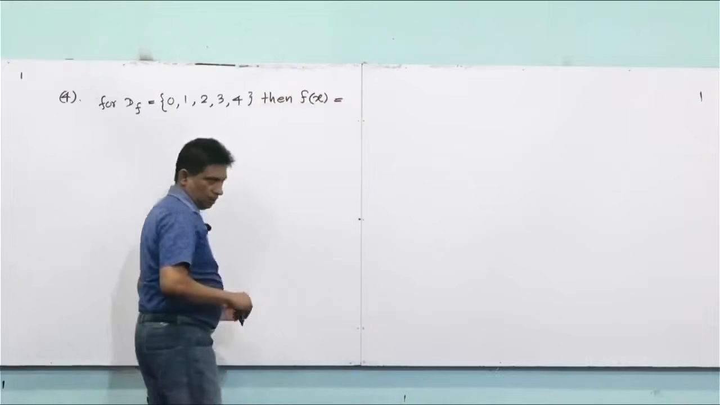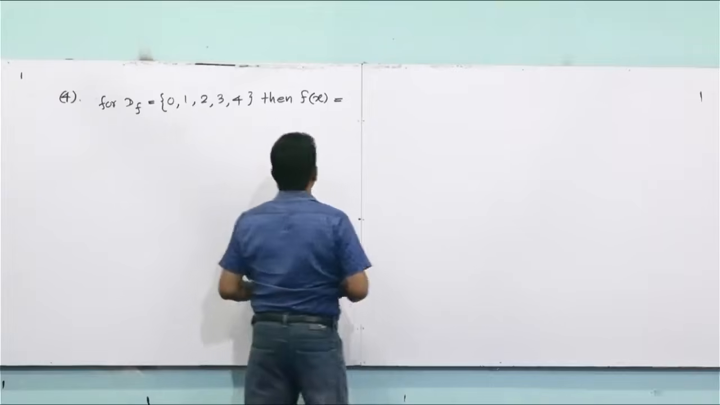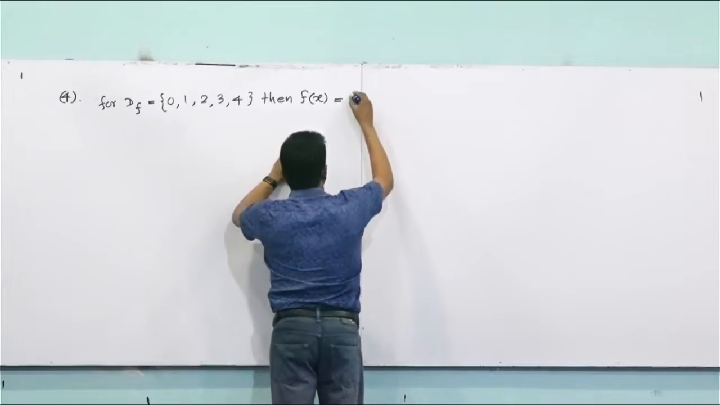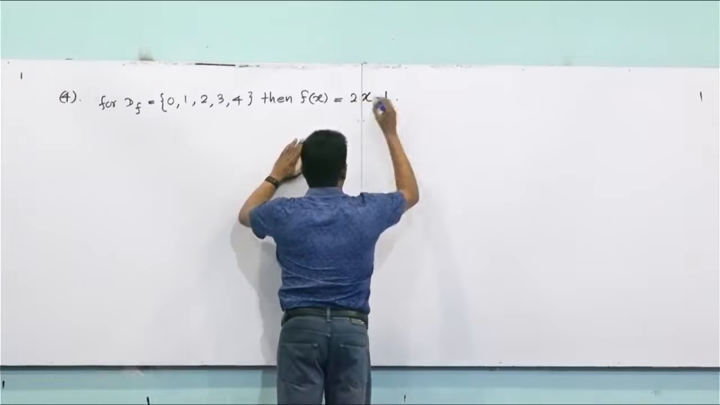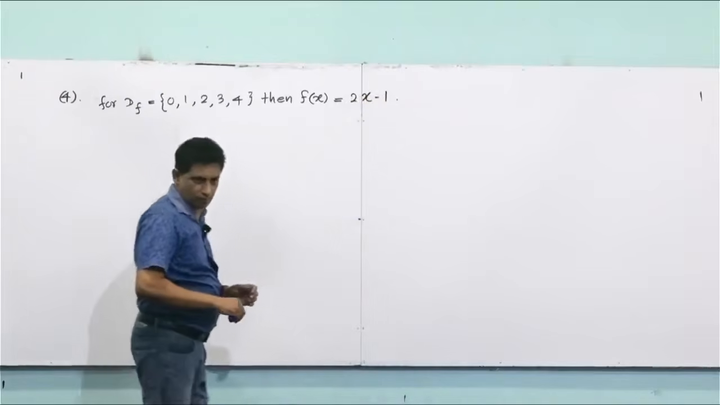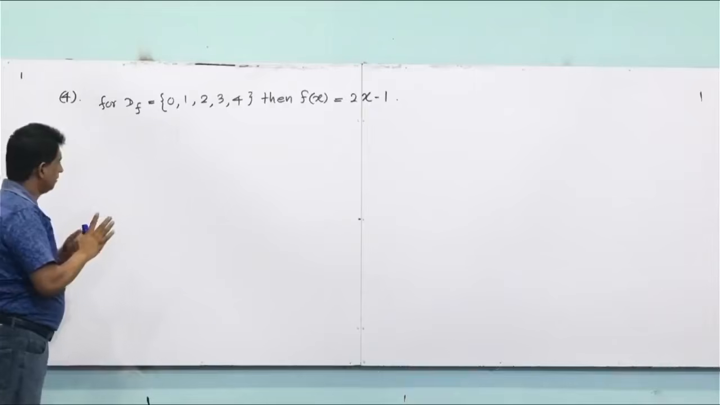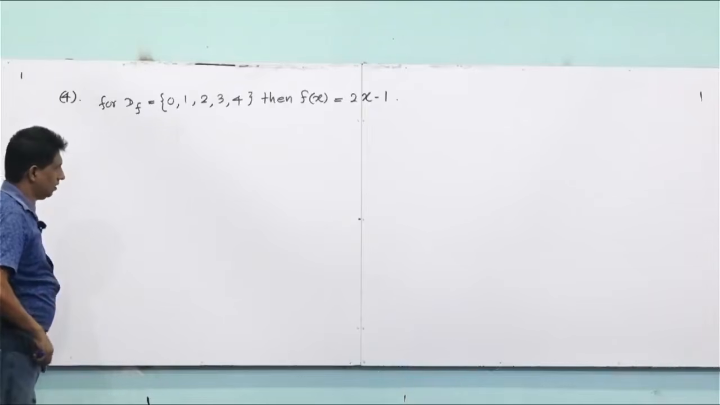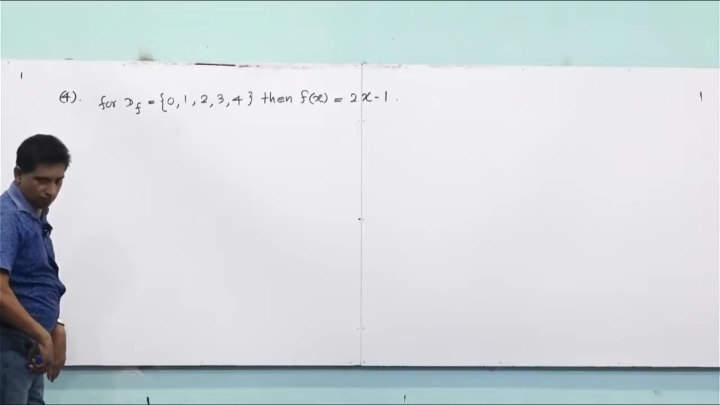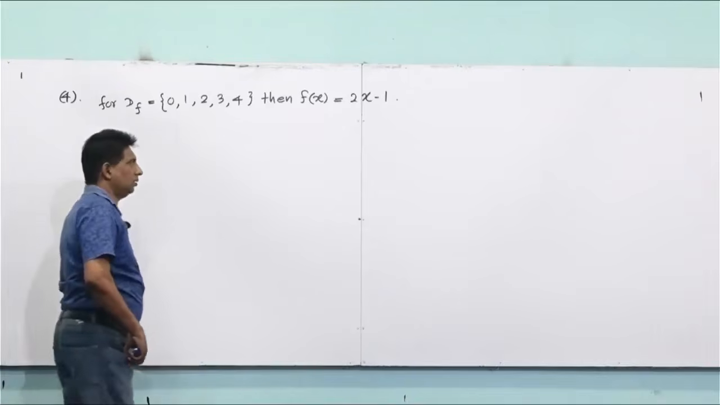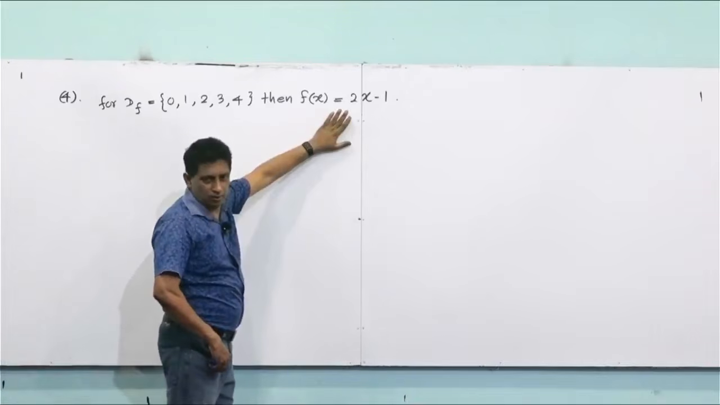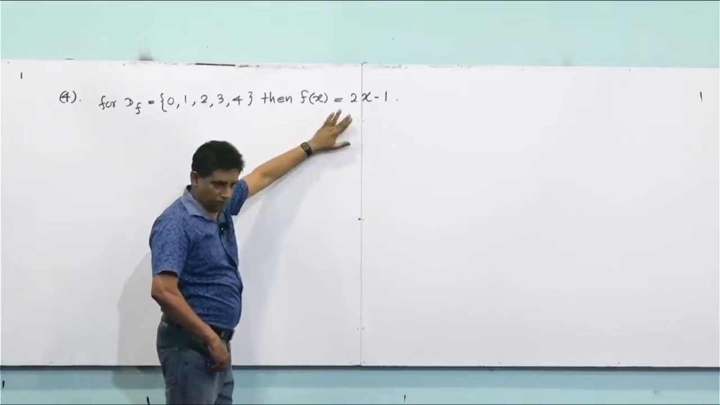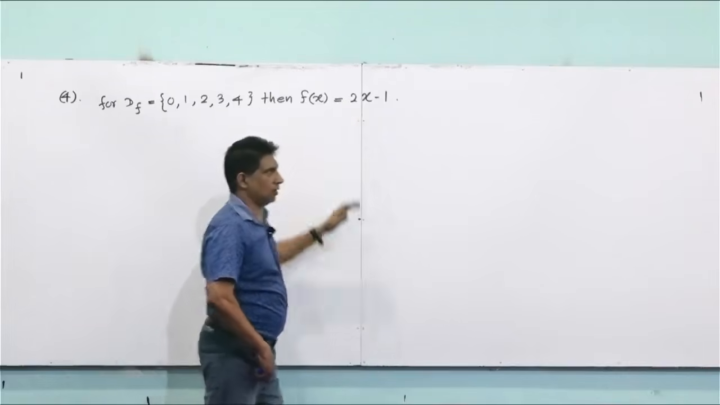Then f(x) is equal to 2x minus 1. Can you now understand what this is? The domain is given, no? Then what is this? This is the image of x, no? Image of x. Then what is the meaning of that?